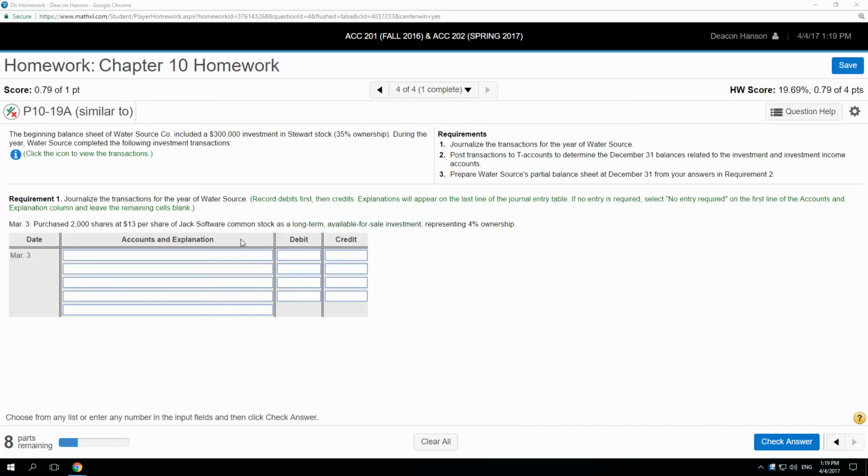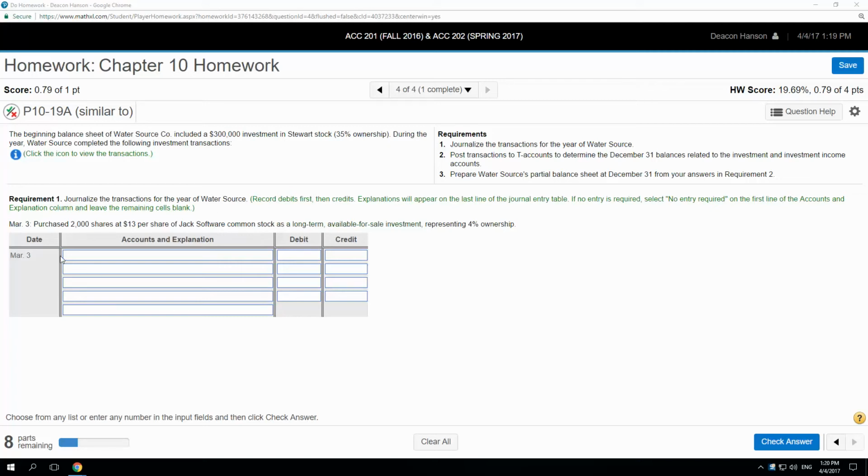The beginning balance, different company, Water Source Company, included the $300,000 investment in Stewart stock. The threshold here is 20%. Since they own 35%, more than 20%, they're going to have to use the equity method. That's the point this problem was making. Now, that's going to be the beginning balance.